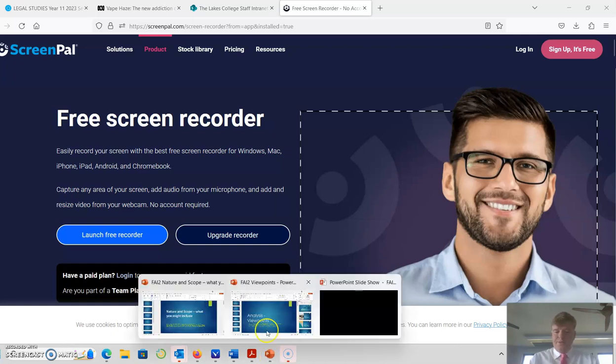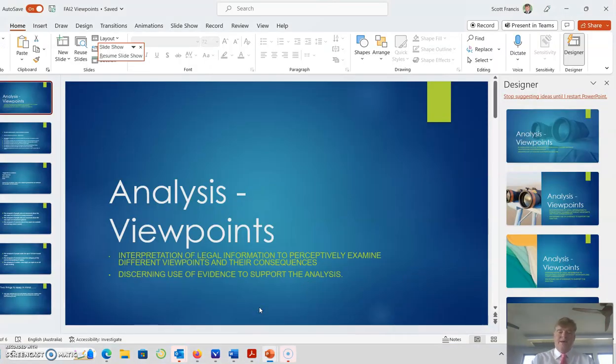G'day students, I want to have a look at this next part of the assignment, which is likely to be viewpoints. Now, within these parts of the assignment that we're looking at, the first part we looked at, which is the nature and scope, is around the viewpoints. It also will kind of naturally encompass other perspectives.